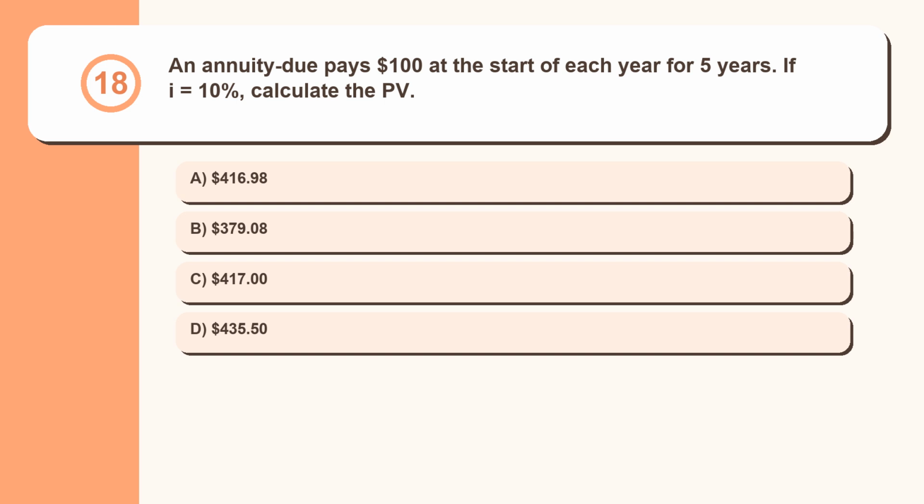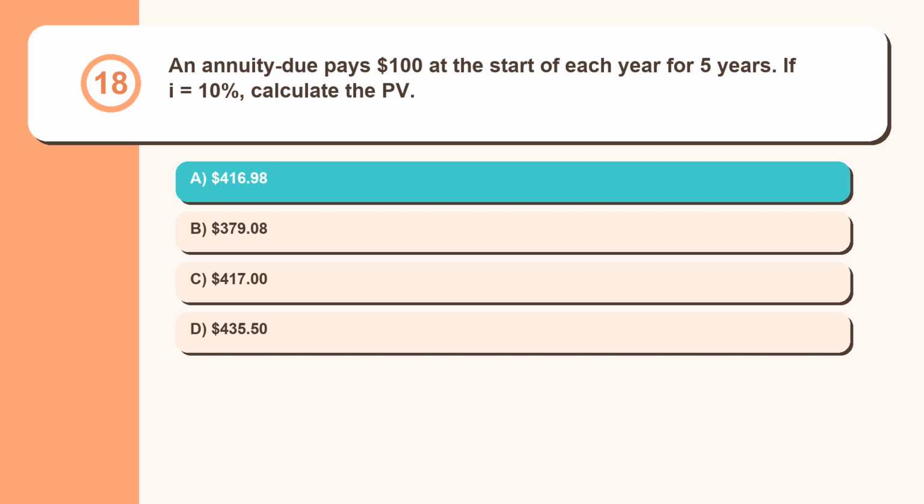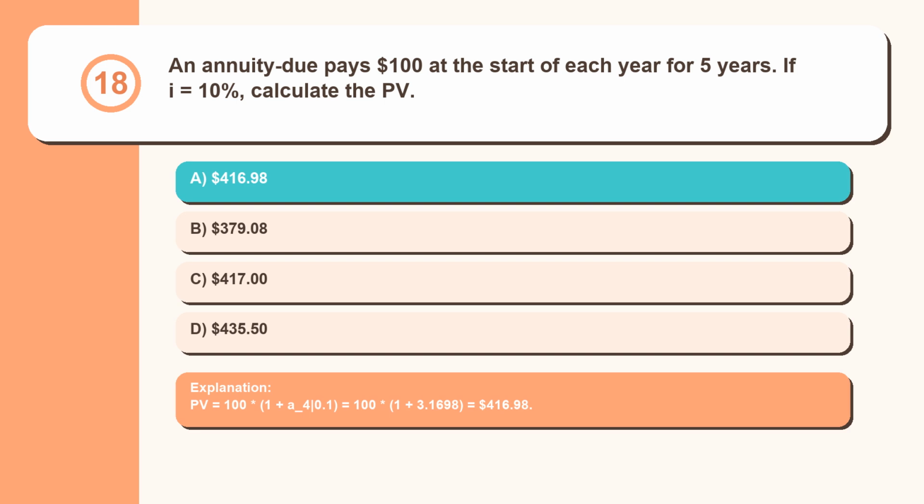Question 18. An annuity due pays $100 at the start of each year for 5 years. If i equals 10%, calculate the PV. $416.98, $379.08, $417, $435.50. PV equals 100 times (1 plus a-angle-4 at 0.1) equals 100 times (1 plus 3.1698) equals $416.98.